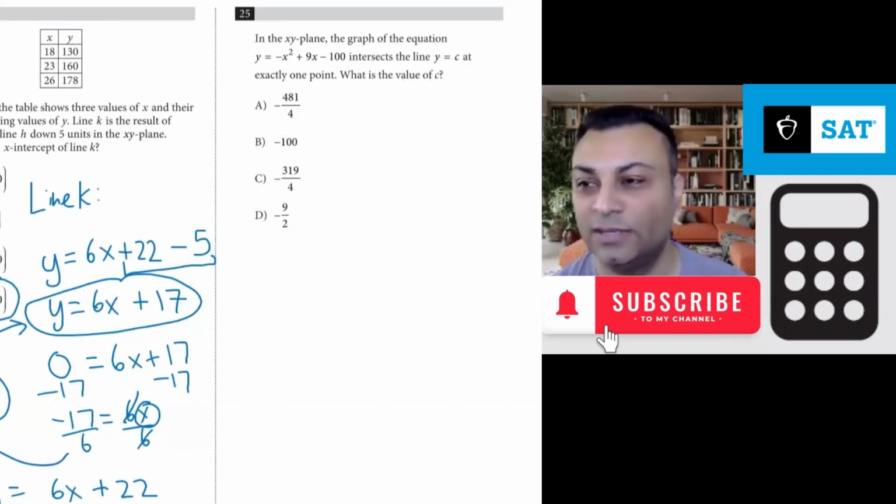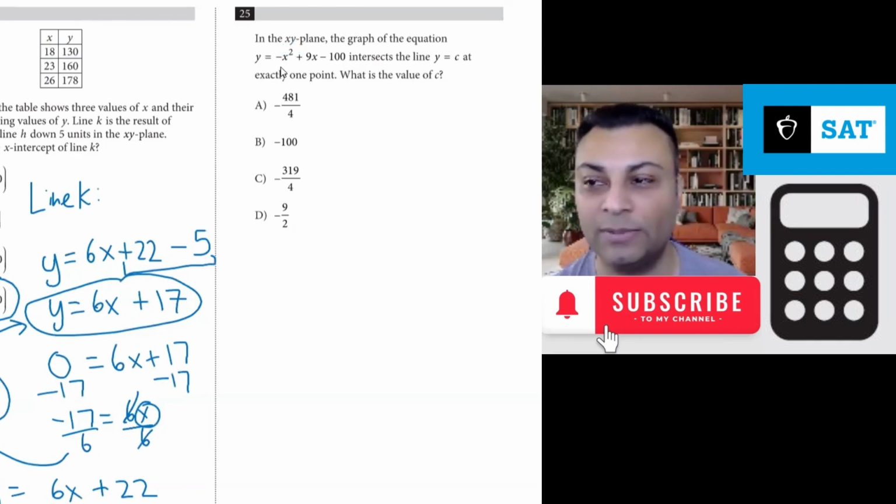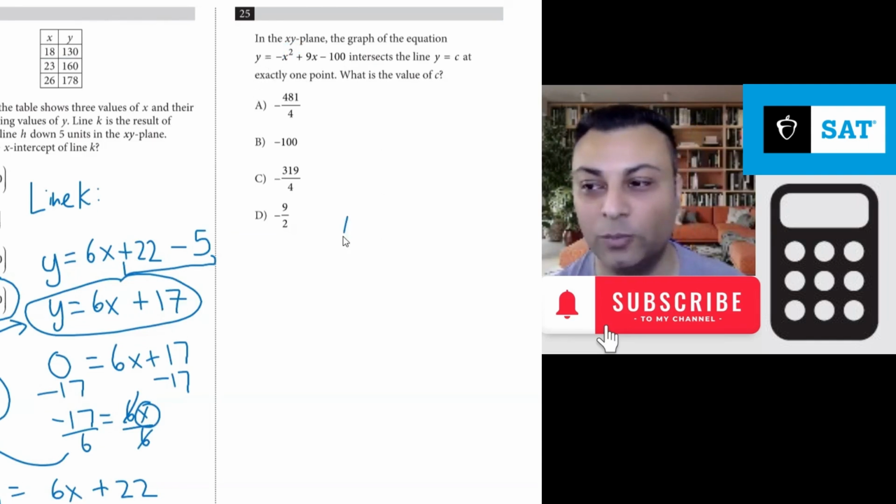Question 25. In the xy plane, the graph of the equation y equals minus x squared plus 9x minus 100 intersects the line y equals c at exactly 1 point. What is the value of c? Now, this particular graph is a parabola because it's got x squared there. It's a second degree graph, so it's a parabola. It starts with a negative leading coefficient, -1. So this graph will open down. It will look like this.